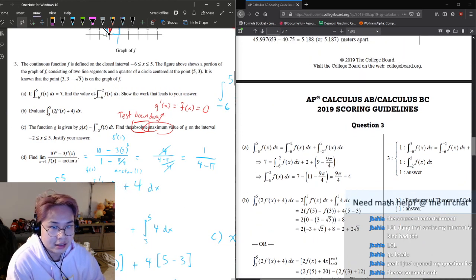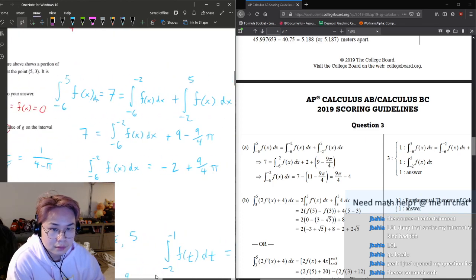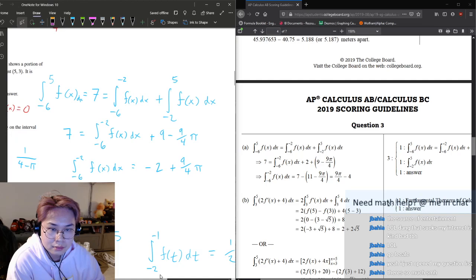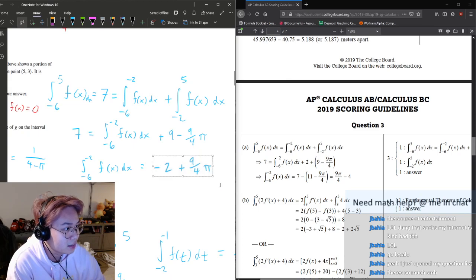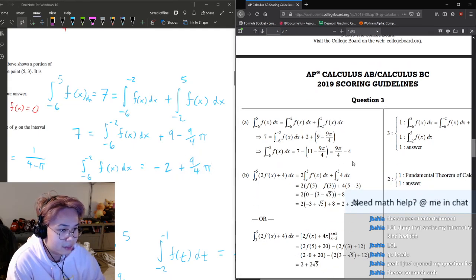Okay, let's see. I need to find the value of this integral. And then I have this, and then they have something different. They have 9 pi over 4 minus 4. I have the 9 pi over 4, but mine is minus 2 and not minus 4. So let me see where I went wrong here.